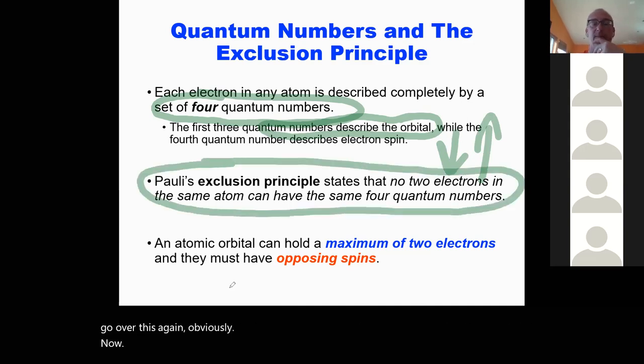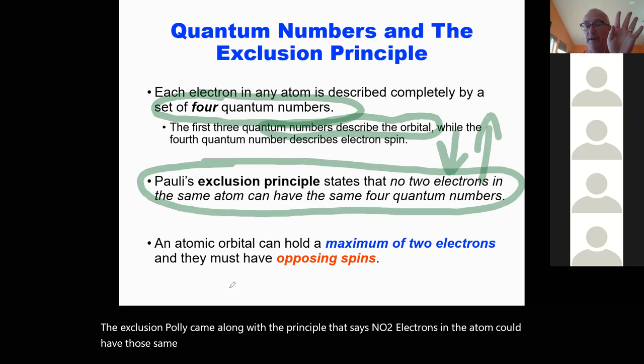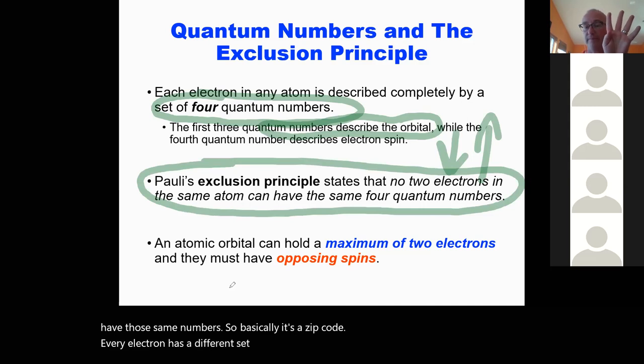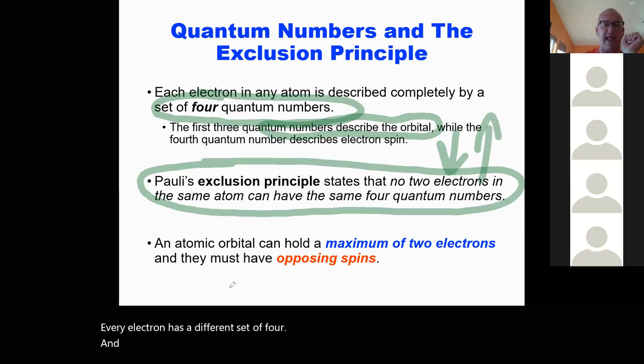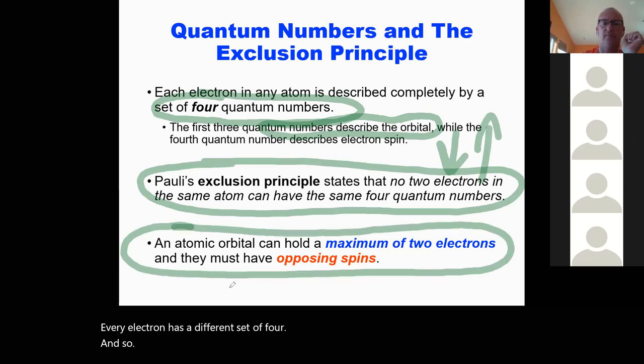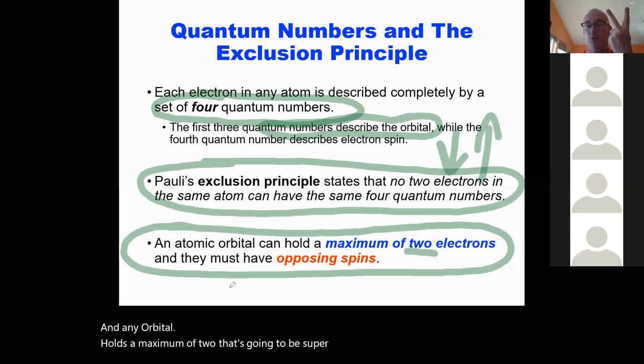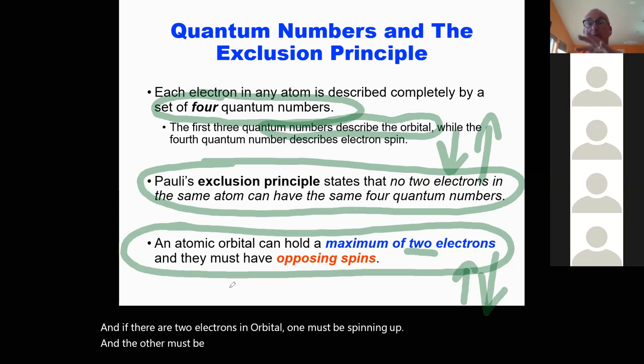Now, Pauli came along with the exclusion principle that says no 2 electrons in an atom can have the same 4 numbers. So basically, it's like a zip code. Every electron has a different set of 4. And any orbital holds a maximum of 2. That's going to be super important. Only 2 electrons can go into any orbital. And if there are 2 electrons in an orbital, one must be spinning up and the other must be spinning down. So we're going to go over what each of these numbers are and how they were derived, okay?